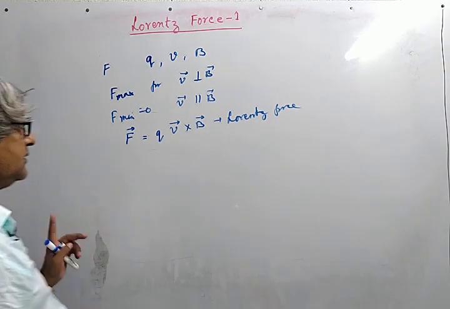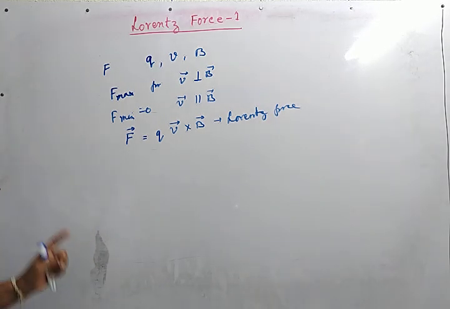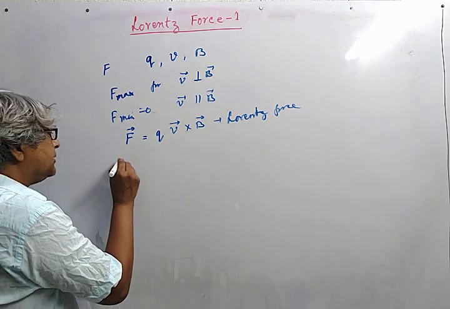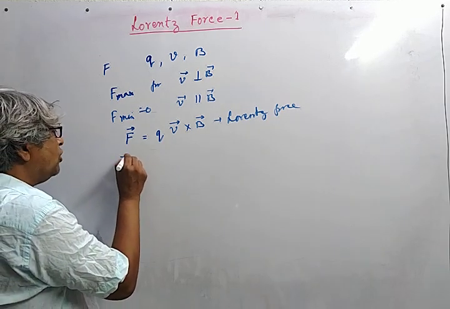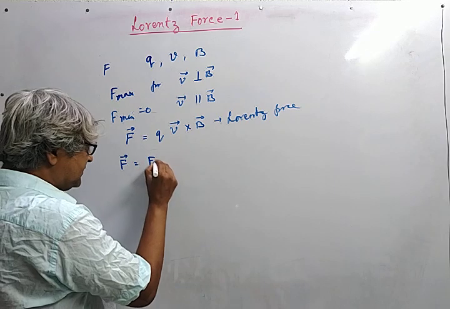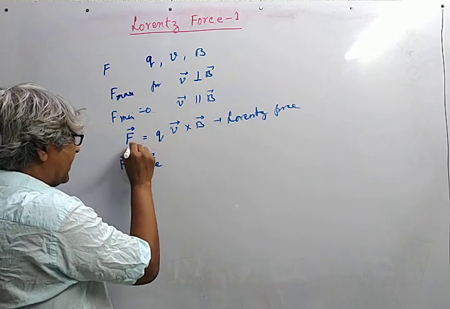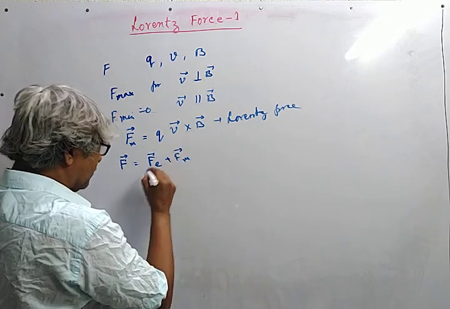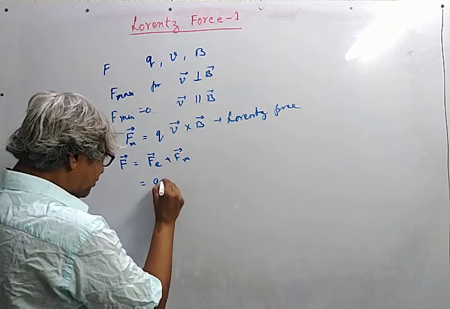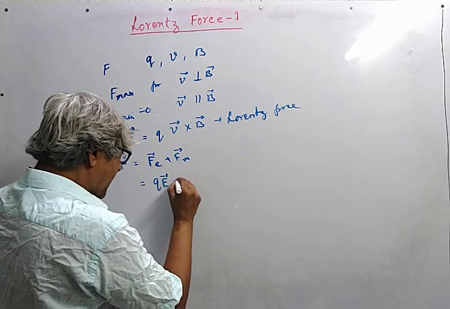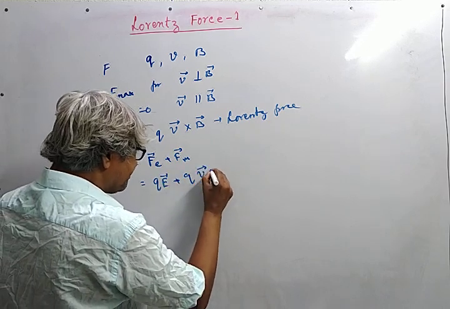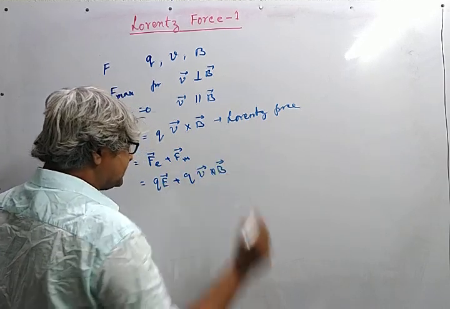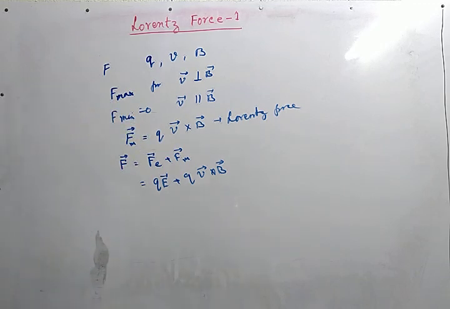If the charged particle is placed simultaneously in electric and magnetic fields, then the force on it will have two components. One is due to the electric field and another one is due to the magnetic field, which we call the Lorentz force, and it is Q times E plus Q times v cross B. This is the force.